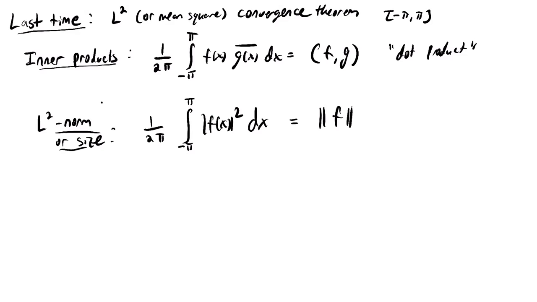This is defined to be, and we use two bars to distinguish from absolute value, two vertical bars on the left and two vertical bars on the right, the L2 norm squared. This arises as taking the inner product of f with itself. In particular, what is the L2 norm without the square? It's just the square root of what I have above.